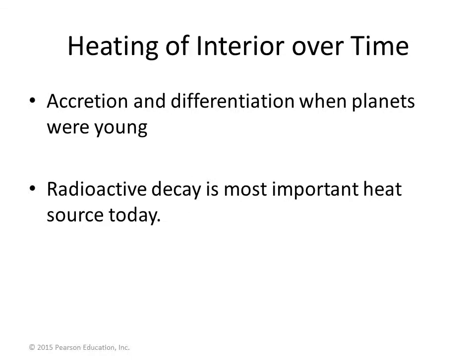This accretion and differentiation, when the planets were young, of course, generated a lot of heat. But as we now know, radioactive decay is a very important heat source for the interior. So anything that's being heated, such as this mantle rock, is being heated mostly due to radioactivity.